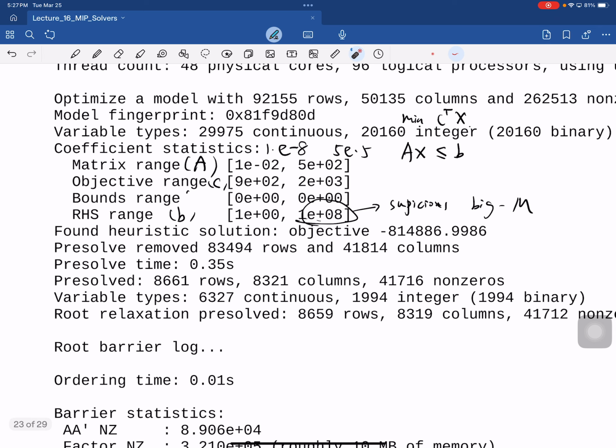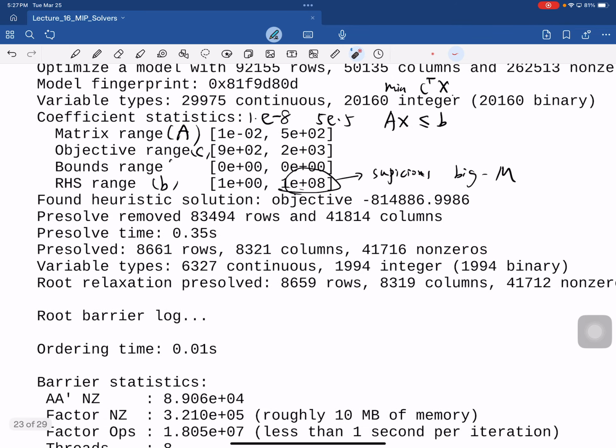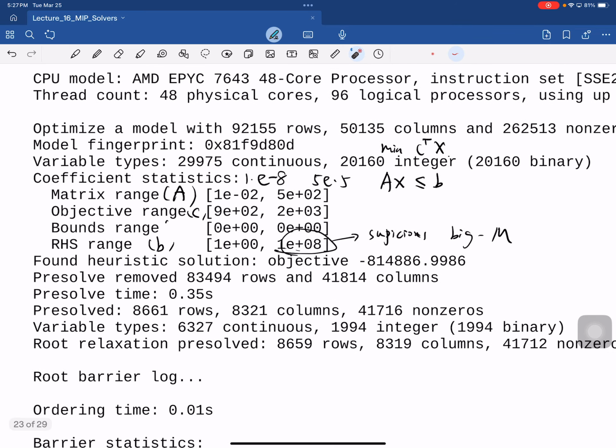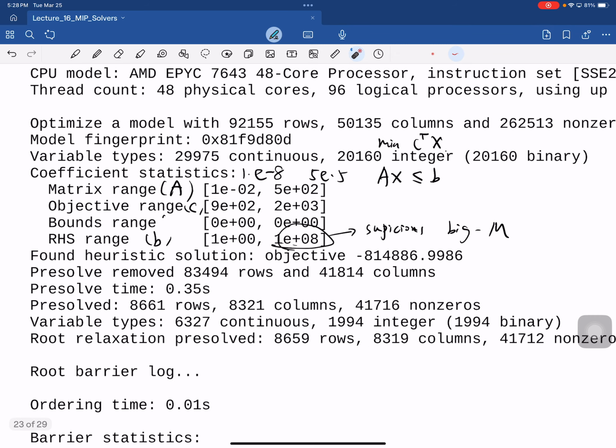Yeah, so each time you solve a problem, you should check those ranges to see if you made some mistakes in your data, right? If all the ranges are nice, then likely you are doing a good job. Right? So now it says it finds a heuristic solution with this objective. So perhaps it already ran some heuristic. Now it will run pre-solve, right? Pre-solve will remove this number of constraints, this number of variables. And after the pre-solve, you can see the number got reduced very significantly, right?